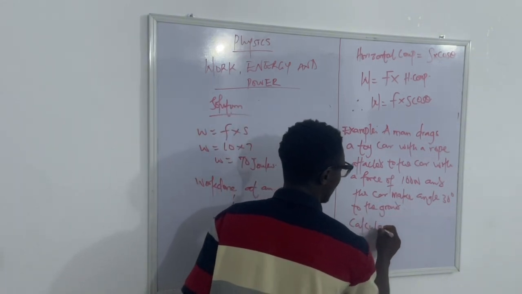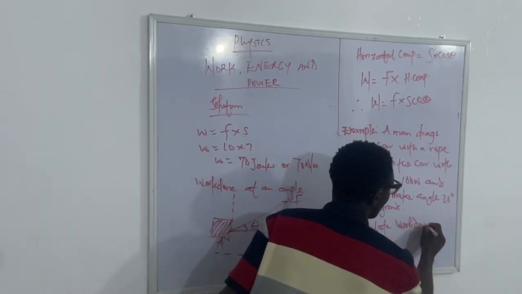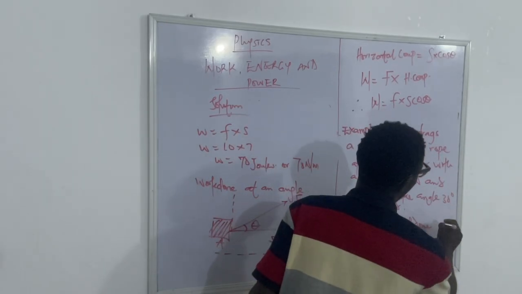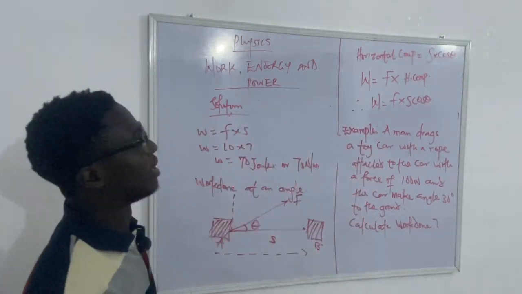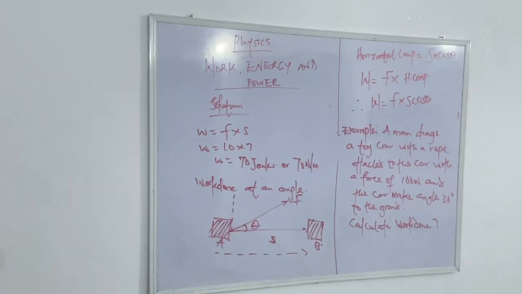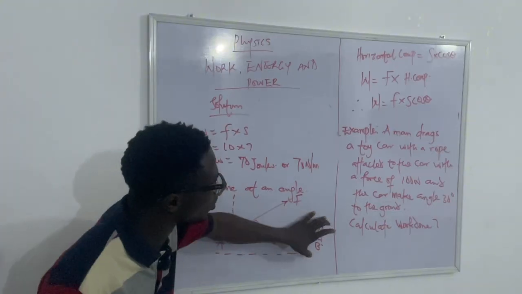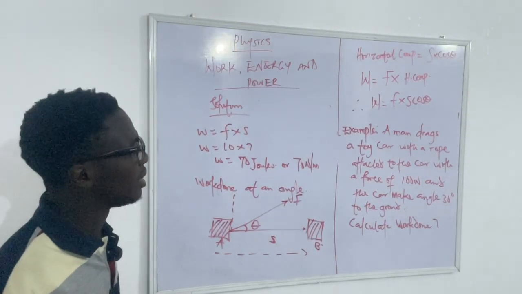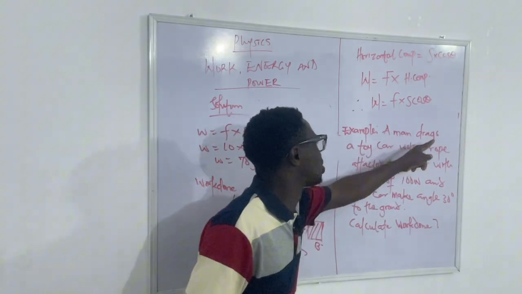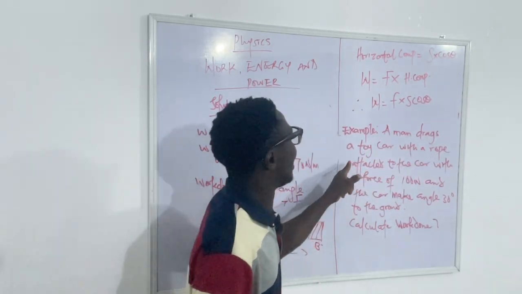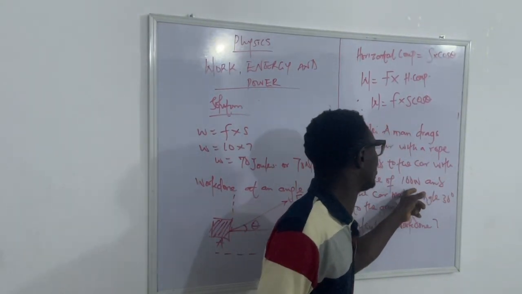Calculate the work done by the man. So calculate work done. Now, this is it. It said a man drags a toy car. Just so you know, this is the practical example. Are we together? Oh, we missed out something. Now, a man drags a toy car with a rope attached to the car with a force of 100 Newton.